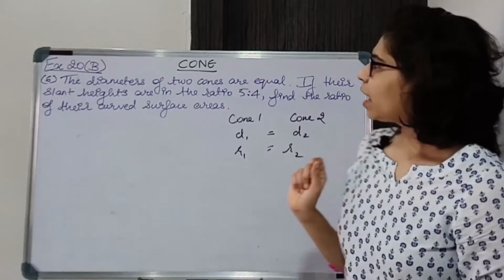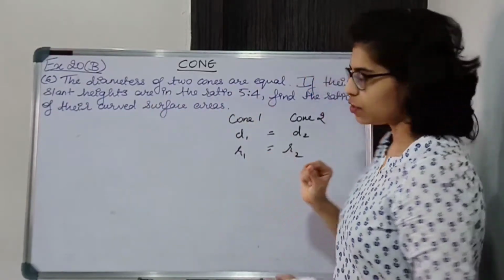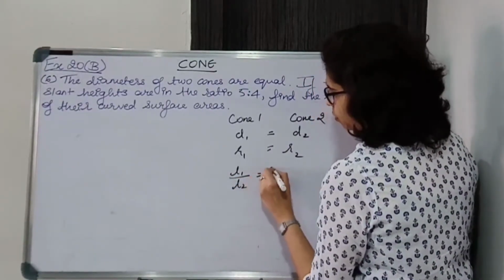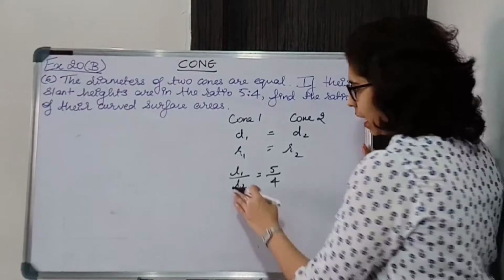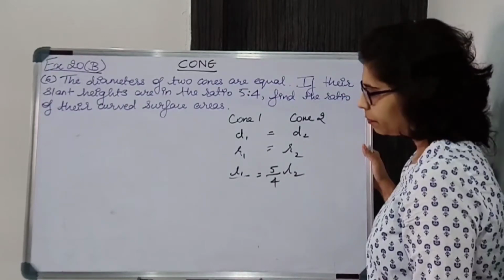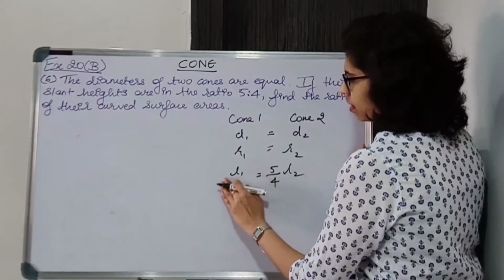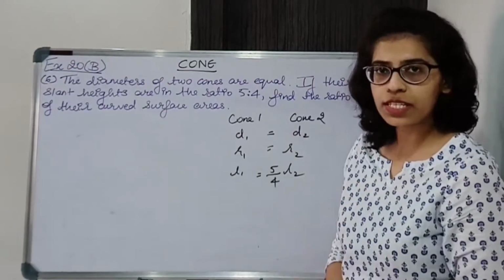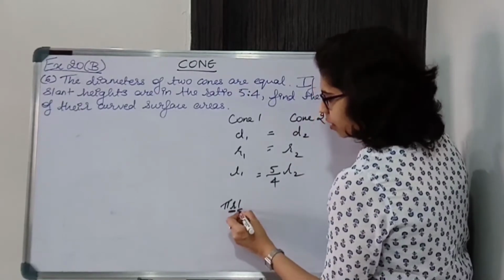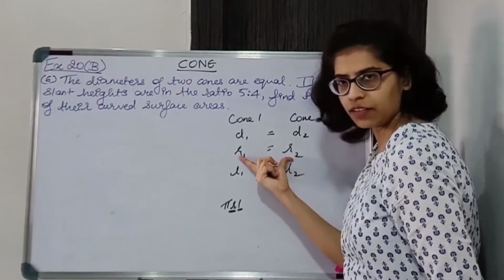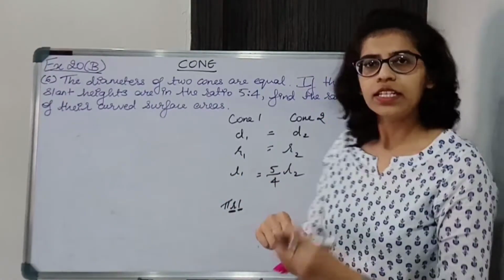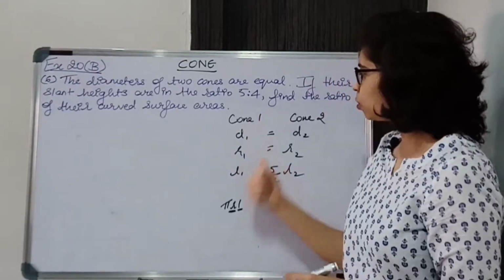Okay, and slant heights are in the ratio 5:4. So slant height, that is L1 upon L2, is 5/4. That means L1 is equal to 5/4 of L2. Okay, so we got this. Now what is the formula for CSA? The formula for CSA is pi RL. We have the relation for R, R1 is equal to R2. We have the relation for L, L1 is equal to 5/4 of L2. Then we can easily find the ratio of the curved surface area of cone 1 upon cone 2.